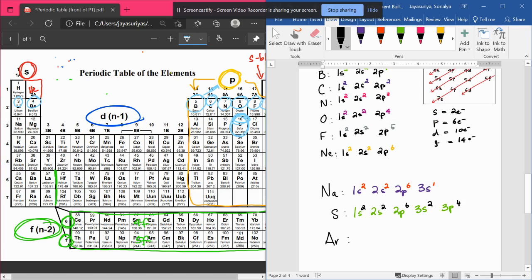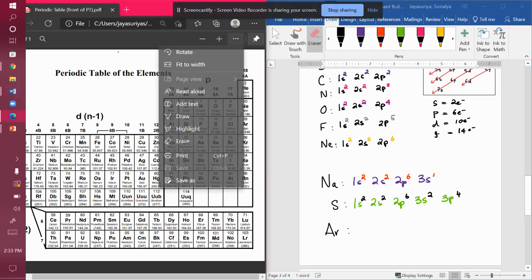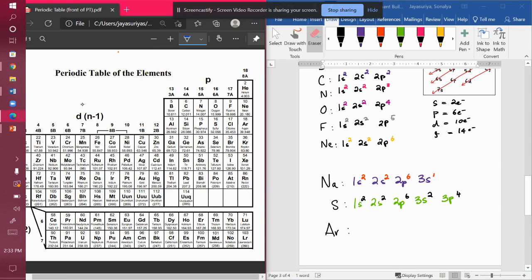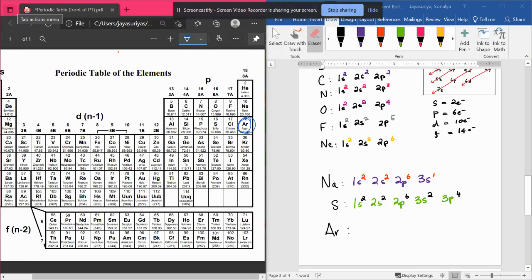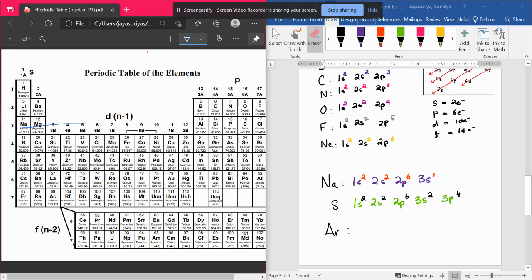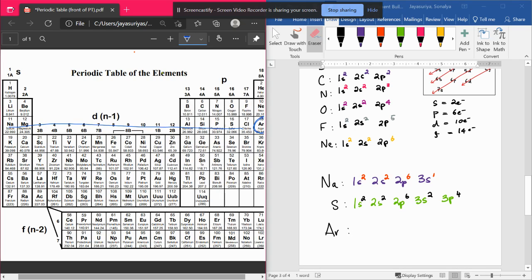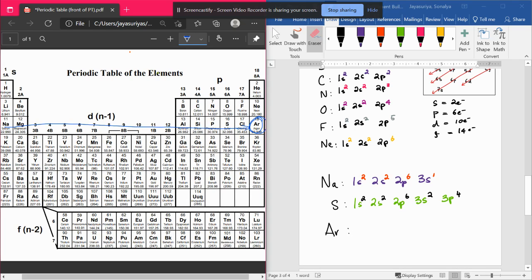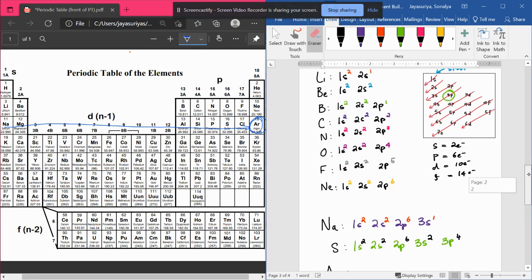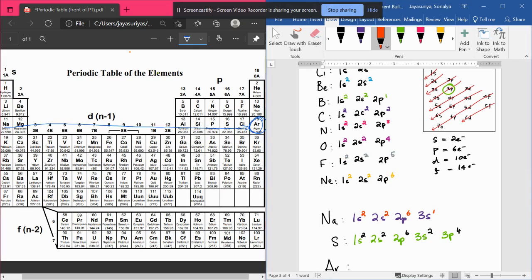Then the last one is argon. We're doing argon. Here is argon right here. Okay, argon is in the third period, in the P block. So it's in 3p. So I have to end in 3p here for argon.